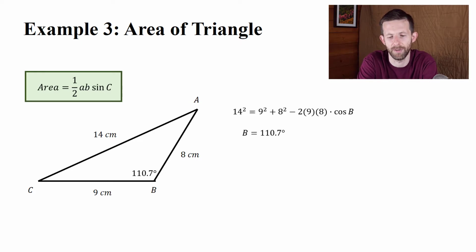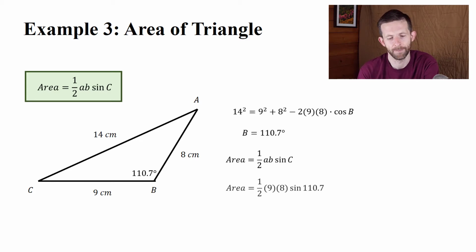I want to know if that's reasonable, and the answer is yes, because it's the angle opposite the longest side, and it's an obtuse angle, so that definitely makes sense. Once I have that angle, I've got two sides and the angle between them, so I can just plug it in. 1/2 AB sine C gives me 1/2 times 9 times 8 times sine of 110.7, which gives me 33.7 centimeters squared. And the thing to remember there is make sure your area is in square units. So I want to include the units, and I want to include the fact that it is a squared unit. So that's how we find the area of a triangle using trigonometry.